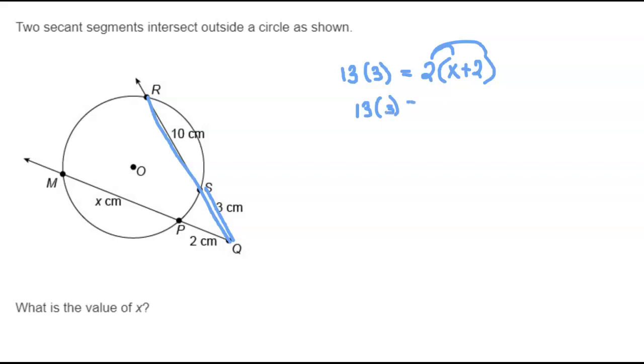2x plus 4. Now you can go ahead and solve this multi-step equation.